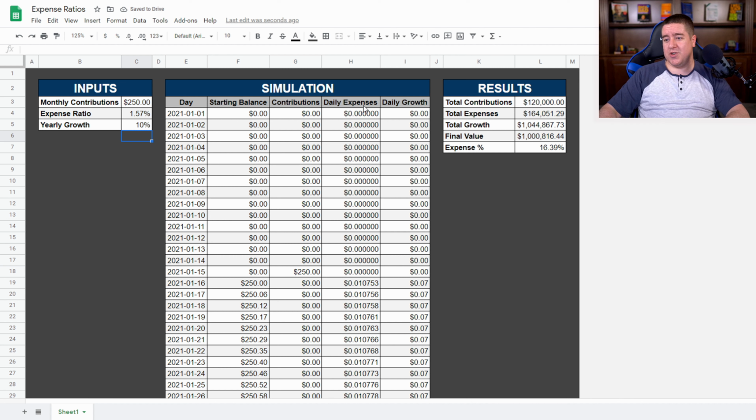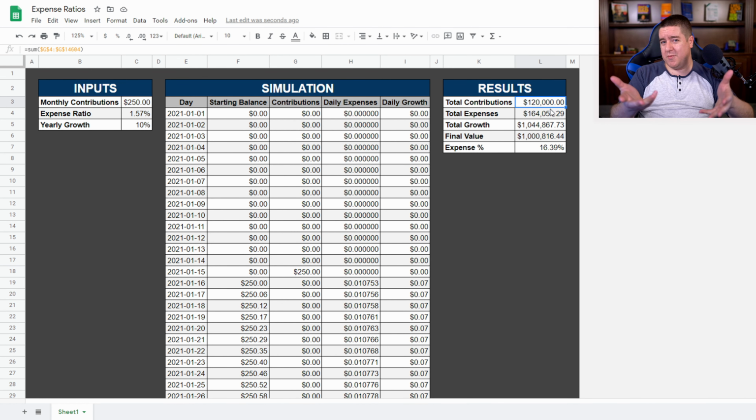Keep in mind, I didn't mention it earlier, but expense ratios are reported annually, but they are taken daily based on the value of your assets. So that's what's actually happening here. And this goes on for 40 years. Let's say you're doing this from the age of 20 to 60.